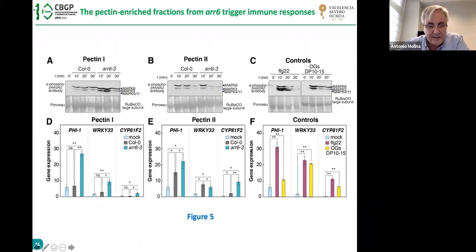And we performed the same type of analysis with the pectin 2 fraction. Actually, the upregulation of some of the genes is at the same level that we observe after treatment with OGs or flagellin, as you can see here in this control panel on the right side of the slide.